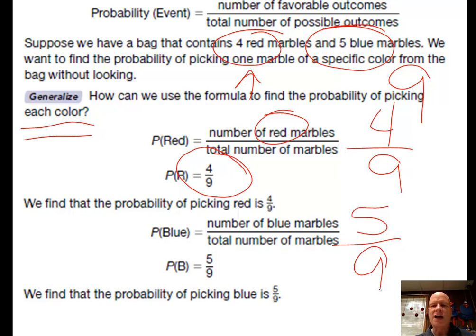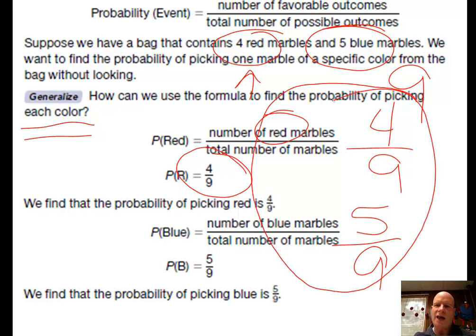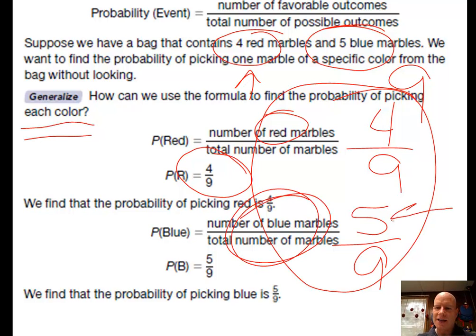So obviously, tell me this. If these are the numbers, and I hand you the bag, and I ask you, what color are you most likely to pull out of the bag? What color would you tell me is the color you're probably going to pull out? Hopefully you would say blue, because blue has a higher probability than red does. There's 5 blue marbles in there. There's only 4 red ones.